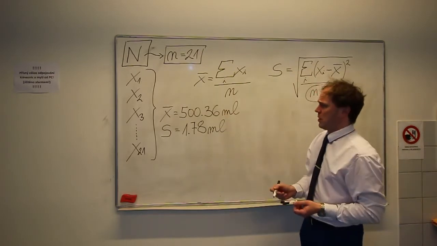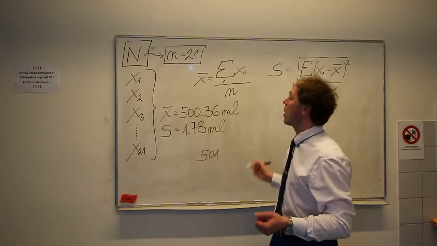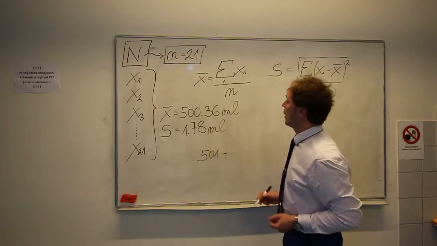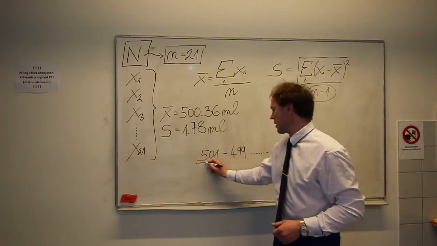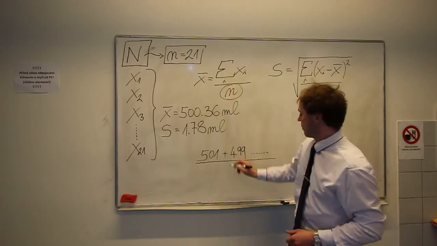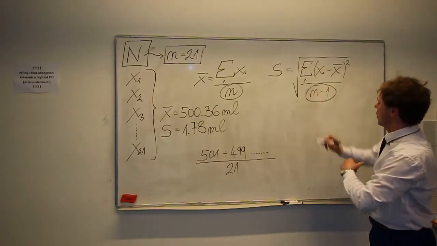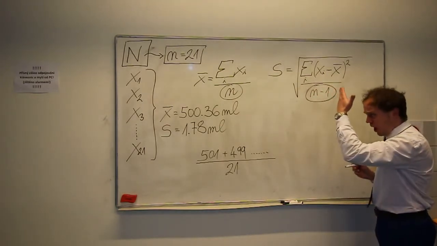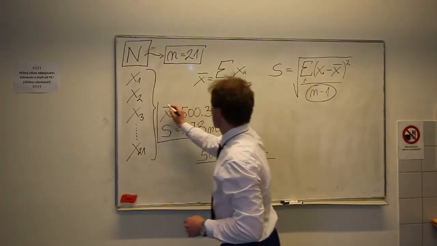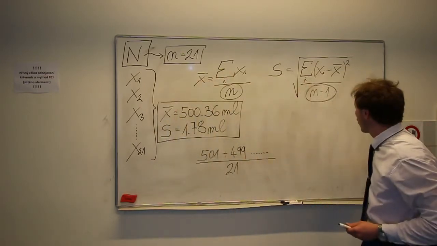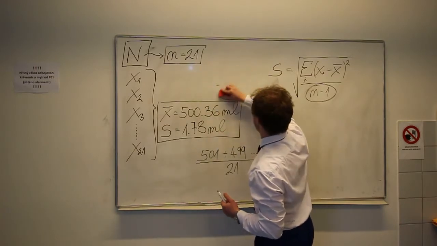How do we calculate this mean? For example, this bottle has 501 milliliters, another bottle has 499 milliliters, etc., and everything was divided by 21. This is our sample statistic. But in the case of the deviation, n minus 1 must be used. Somebody calculated these sample statistics for you, so we will use them and we will continue.